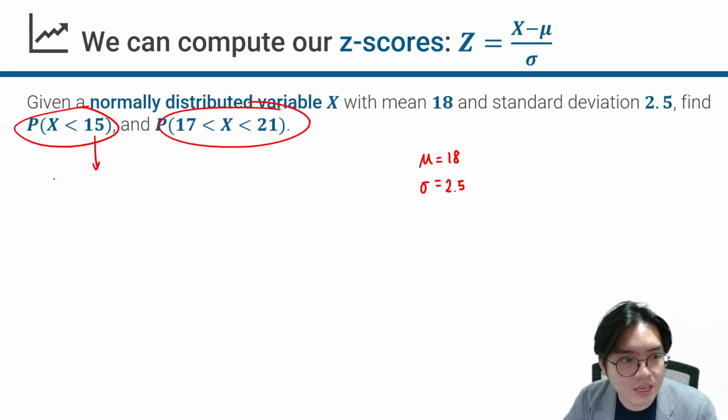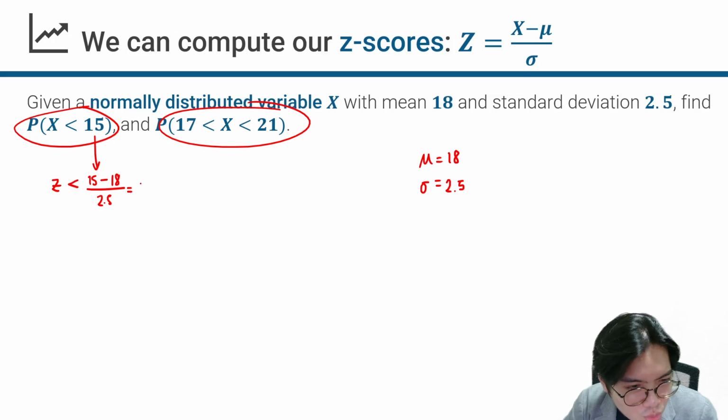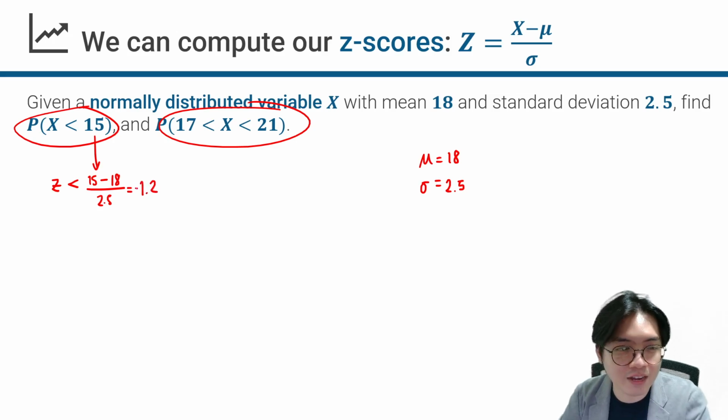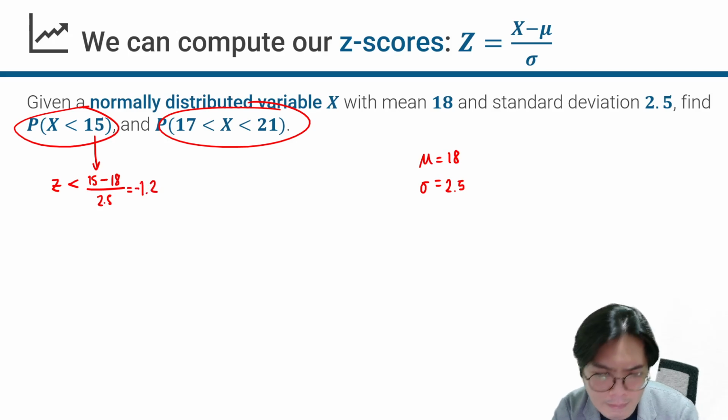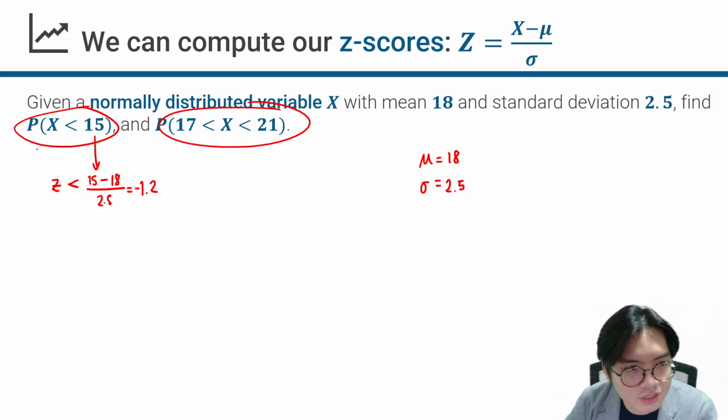Well, we can turn this into z is less than 15 minus 18 over 2.5. 3 over 2.5, that is 1.2? Or negative 1.2? 15 minus 18 divided by 2.5. Yeah, negative 1.2. Okay, so this is just the same as z less than negative 1.2.